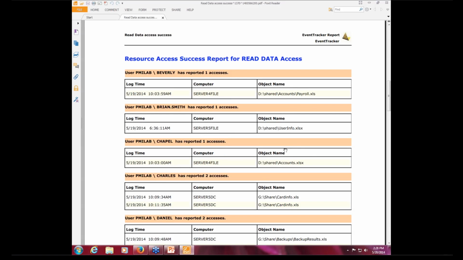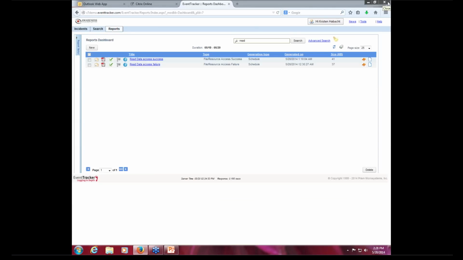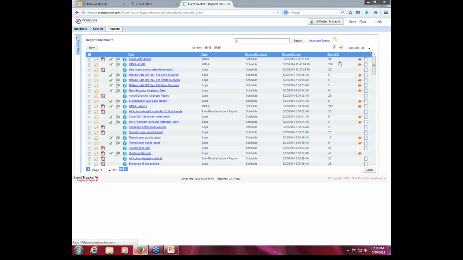So you see sorted by user, Beverly, Brian Smith, Charles, Dan, etc. What sorts of files have they been successful at accessing? So all of these kinds of reports are available to you right there within the system. Now you might say to yourself, "Oh, but wait, I don't necessarily have a Windows file server. What I have is a NetApp filer." Well, no problem. We support that as well.